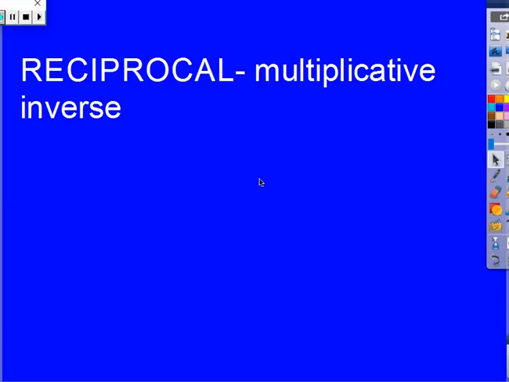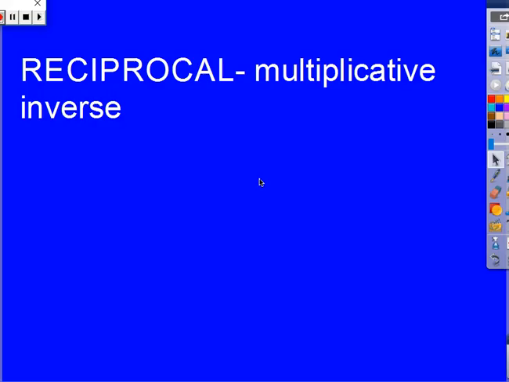Hey guys, we are going to be working on dividing fractions. We've added, we've subtracted, we've multiplied, and we've divided. Remember, what is the opposite of multiplying? Dividing. That might help us later on when we start dividing. Today we're going to work on dividing a whole number by a fraction.